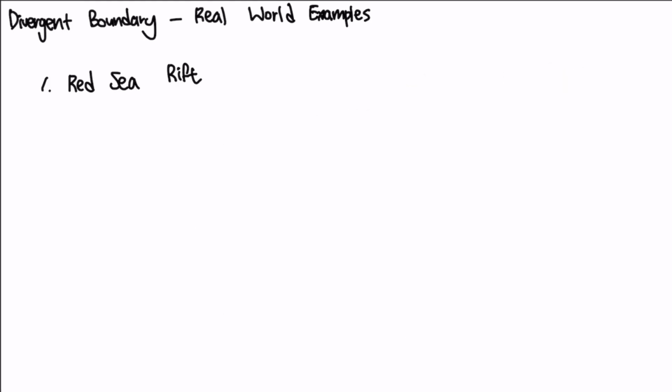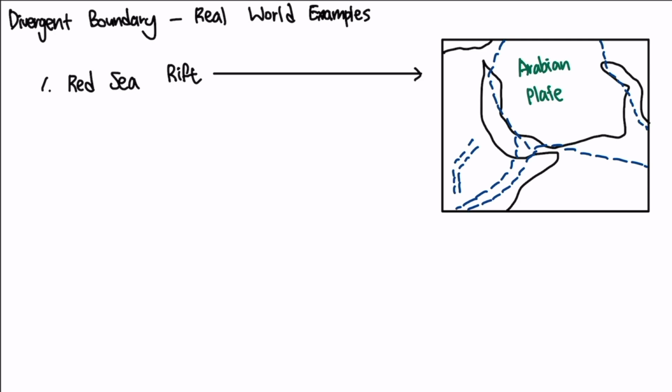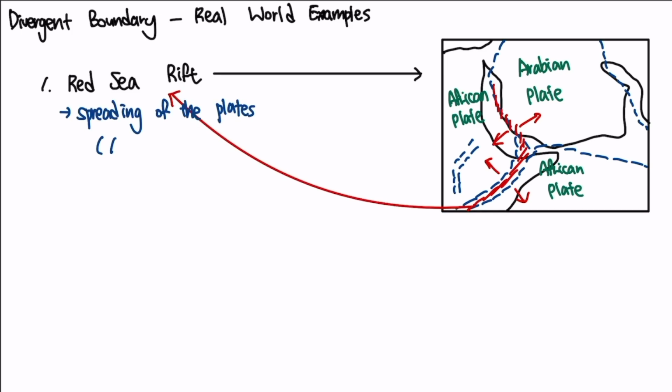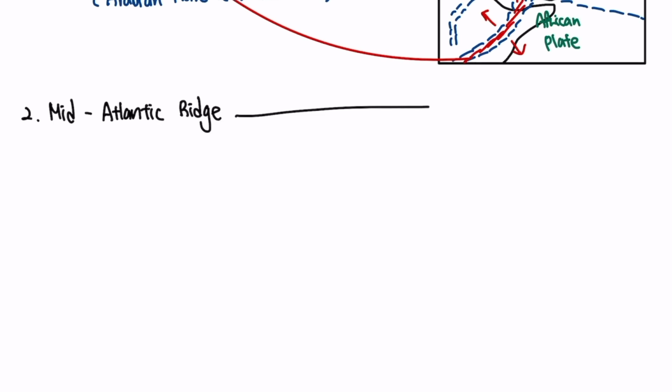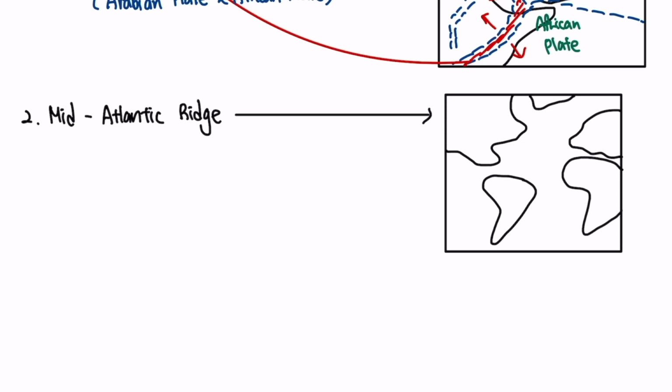There are a few real-world examples for this. The Mid-Atlantic Ridge is an example of divergent plate boundaries, which was created by plates drifting apart. And as the lava cools down, the rocks form and spread from the Mid-Atlantic Ridge. The Red Sea Rift is also another example of a divergent boundary. The Red Sea Rift was created by the spreading of the plates, the African plate and the Arabian plate.